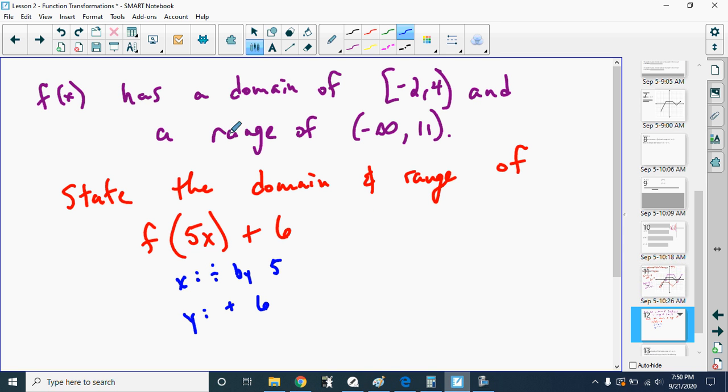So my x's, that's the domain. The domain is x's, and these are both x values. This is not an ordered pair where one's an x and one's a y. Because this is the domain, those are both x values. So I need to divide my domain by 5. So negative 2 divided by 5, and 4 divided by 5. This one had a bracket, it still has a bracket. Parentheses, still a parenthesis. I need to move up 6. Negative infinity plus 6 is still negative infinity. 11 plus 6 is 17.